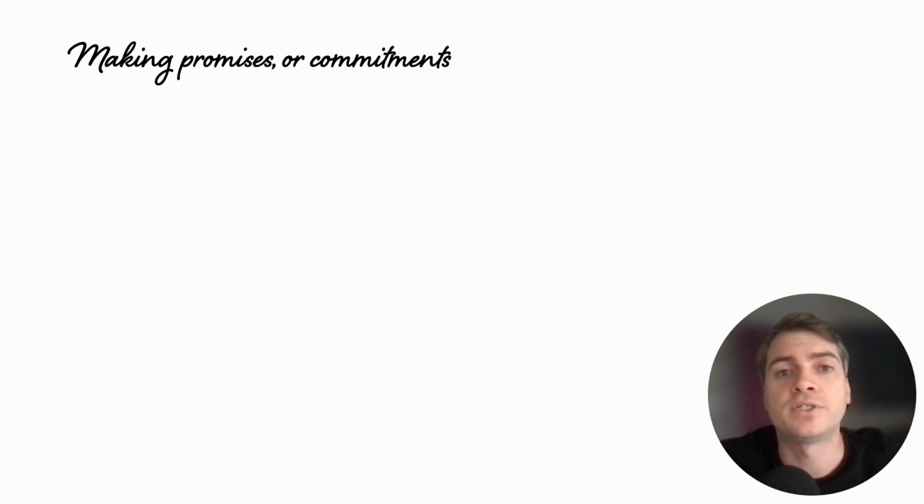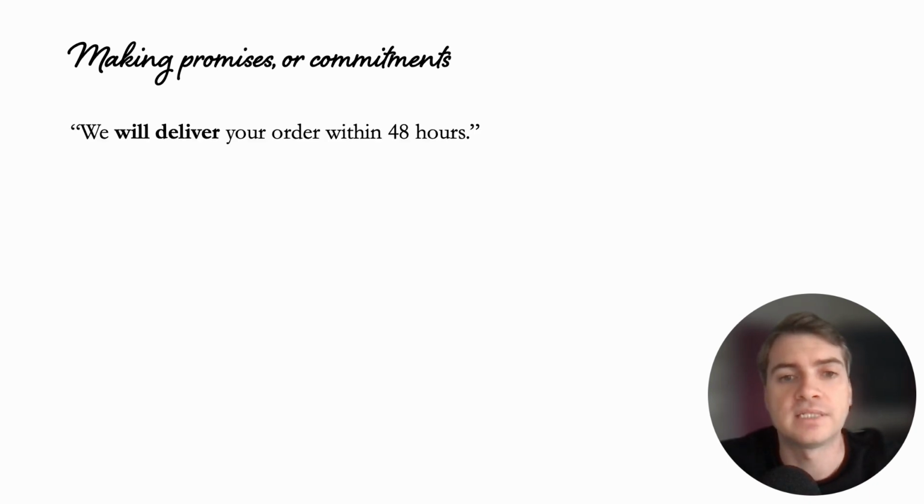All right, now a little bit stronger than just a voluntary decision would be making a promise or a commitment. So in the first example, we will deliver your order within 48 hours. That's a company promising you, okay? They're making a commitment to you that they will get your order there within 48 hours. So if they don't, you can complain or you can be upset because it was a promise.